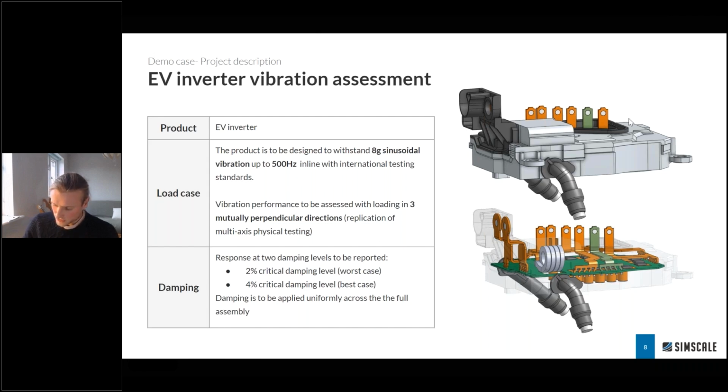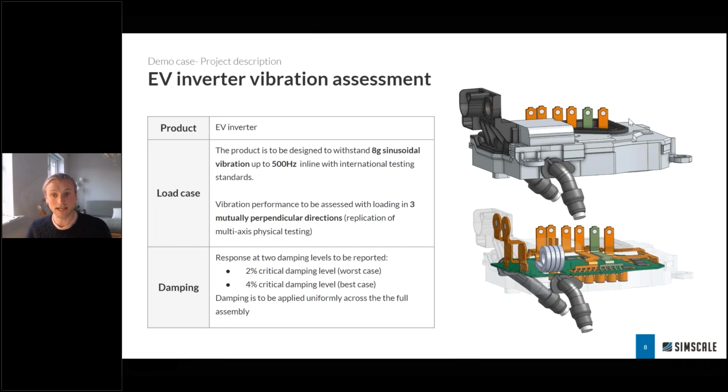We will also need to make sure we assess the vibration performance in 3 perpendicular directions. So if you're a vibration test engineer, you need to be testing your model in multi-axis shaker table testing. We can replicate exactly the same thing in SimScale, and because we can run in parallel, that makes us very, very efficient in those cases. In terms of damping, we want to be reporting our vibration response at a worst case level and a best case level, so we're going to look at 2% damping and 4% damping. Now, the reason we do that is because damping is a very difficult research subject.